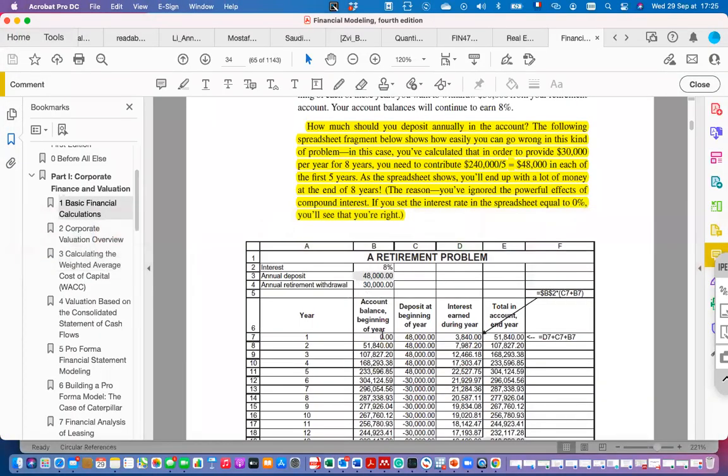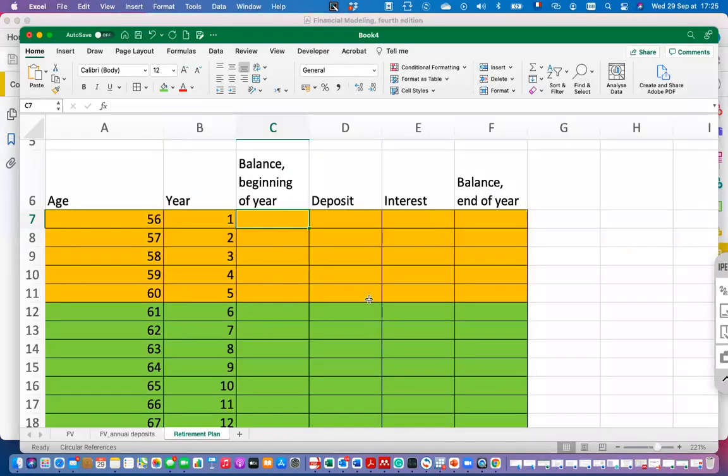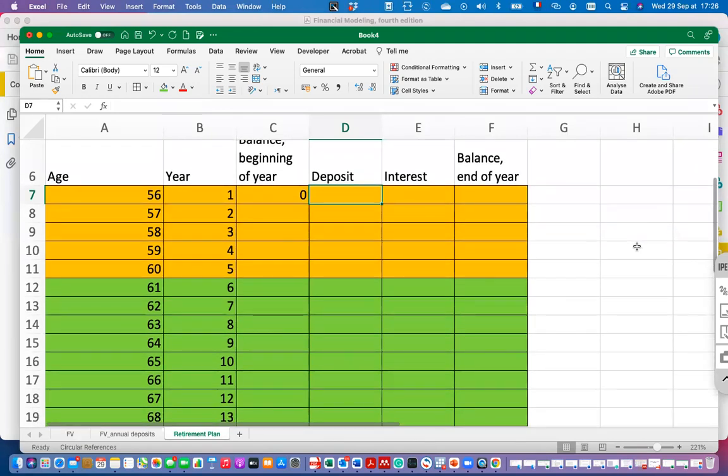So at the beginning of my retirement plan, I have nothing in my account, 0. Then I will make my first deposit. Right now, as I told you, I don't know how much I should deposit on my account. So I will make an arbitrary decision. So the intuitive answer would be the following: since I need $30,000 per year once I retire, and since I anticipate living 8 more years, this means that I need 30 times 8, $240,000.